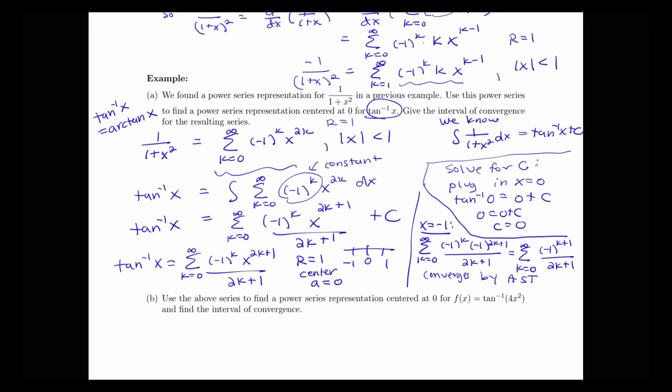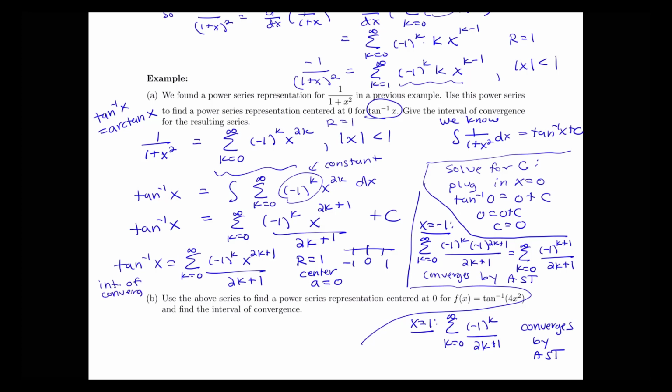So let's also look at what happens at x equals 1. We'll just go down here because we're running out a little bit of room. So at x equals 1, I would have a sum from k equals 0 to infinity of negative 1 to the k times 1 to the 2k plus 1, so that'll just be 1 all over 2k plus 1. Again, we can show that this converges by the alternating series test. So when I go to state what my interval of convergence is, I'm going to have my interval be from negative 1 to 1.